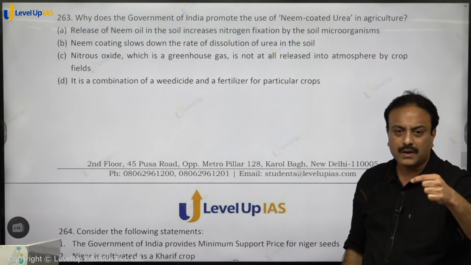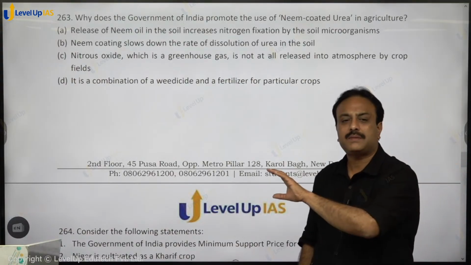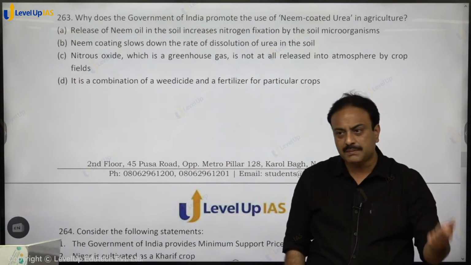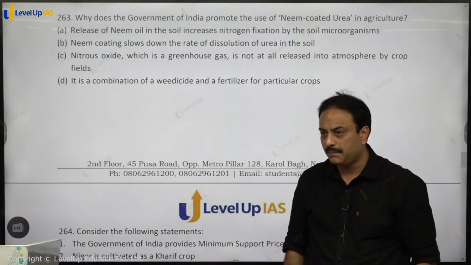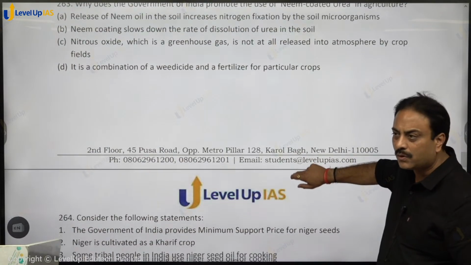So it slows down the dissolution. So it slowly goes into the soil, and over a period of time the same amount of urea keeps on feeding the plant for a longer duration. So consumption of urea will also reduce, and it will help out. That was the purpose of neem coated urea. So option B for boy will be the right answer to this particular question.